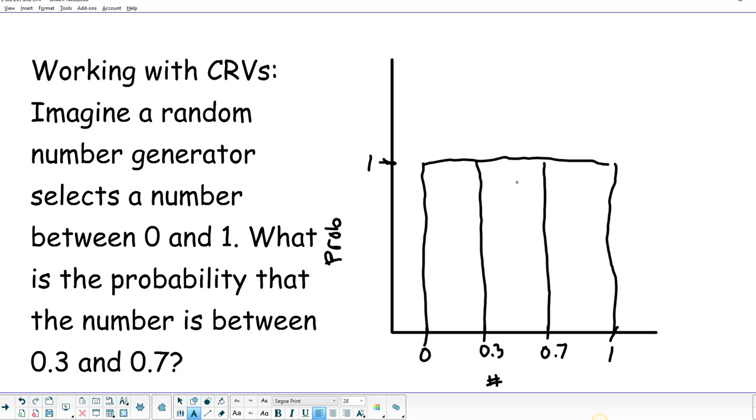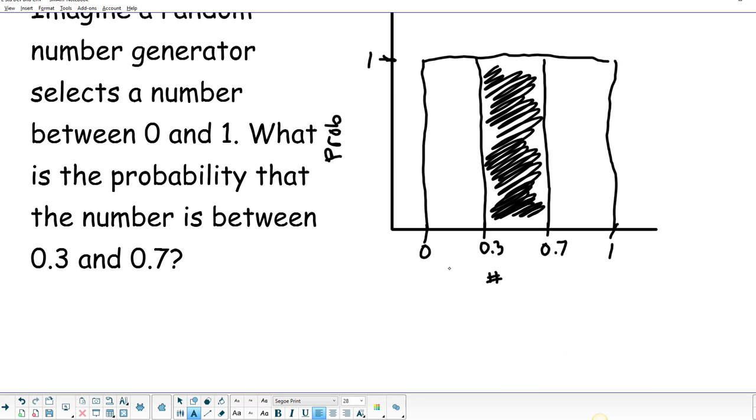Now, in this case, I want to know what's the probability that we randomly select a number between 0.3 and 0.7. Well, density curves tell us probability when we look at the area underneath that curve. What shape did we just shade in? A rectangle. The area underneath that rectangle is going to be the height times the width, right? Well, what's the width? From 0.3 to 0.7 is 0.4. What's the height? It's a rectangle. The highest point is 1. 1 times 0.4 is simply 0.4.